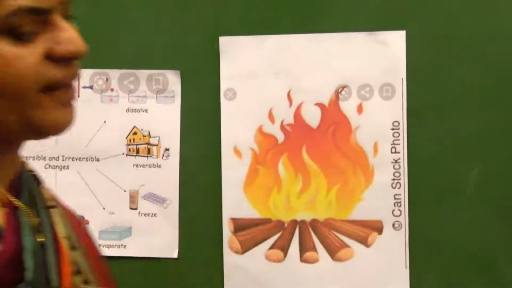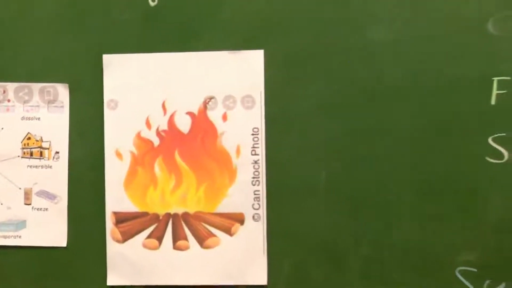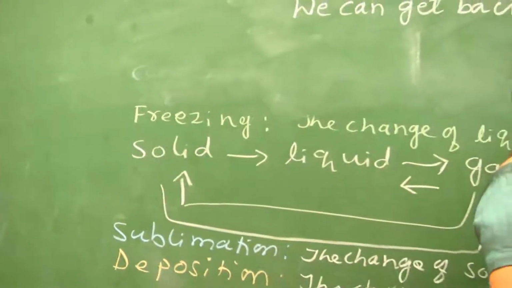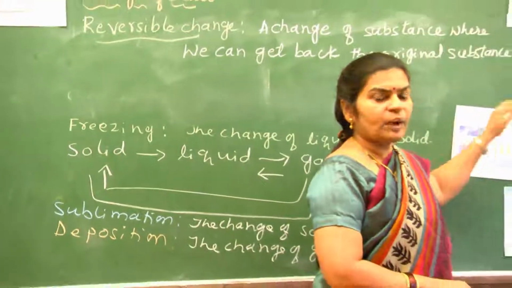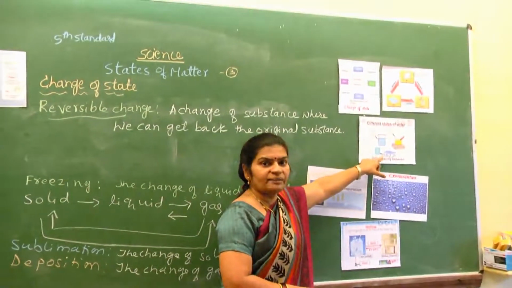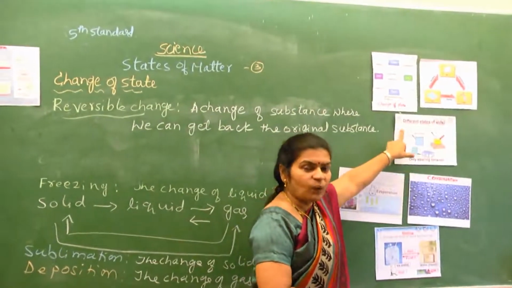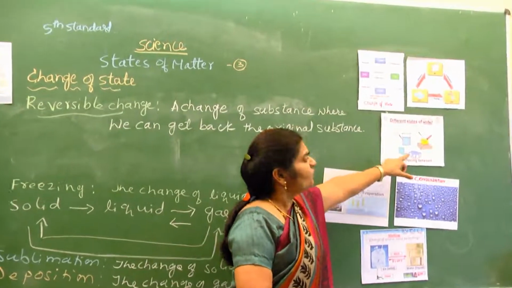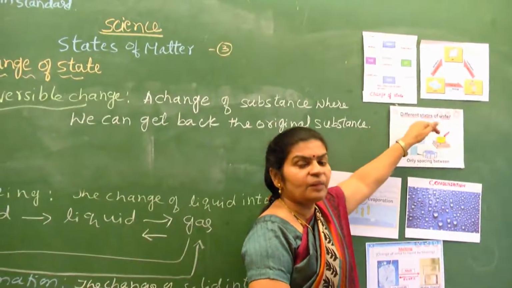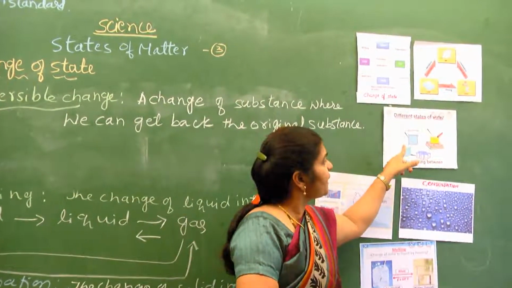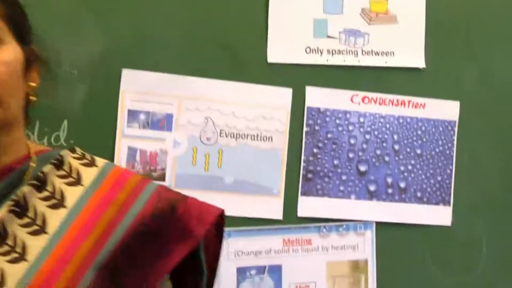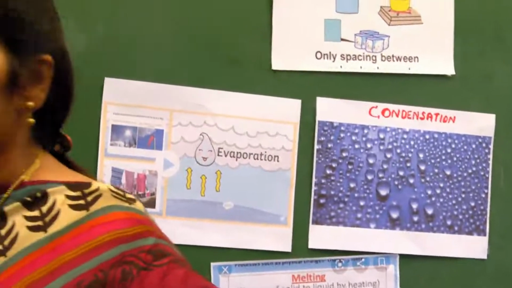When we consider the different states of matter, it is a reversible change. We can convert water into ice, and from the ice, when it melts, we can get the water back. In the same way, when water is boiled, it gets converted into water vapor or steam. When it is cooled, we can get the water back. Therefore, this change is called reversible change.